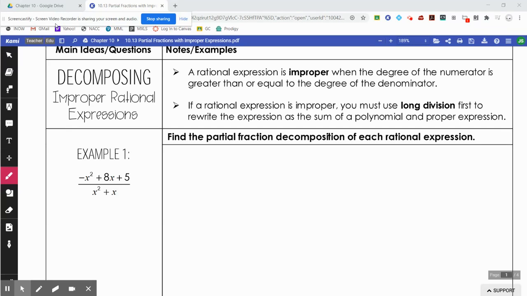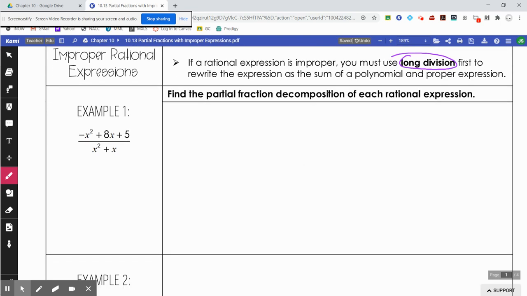In this video, we're going to be decomposing improper rational expressions. And again, an improper rational expression is when the degree of the top is bigger than the degree of the bottom. If a rational expression is in this form, we're going to use long division first, to rewrite the expression as a sum of a polynomial and a proper expression. So let's work on one of these.